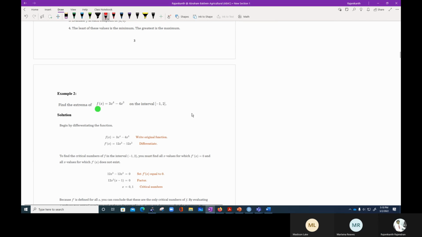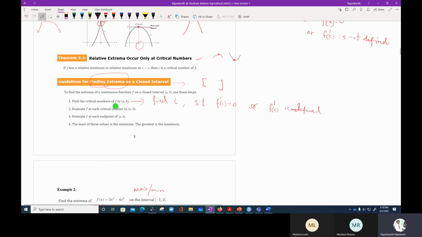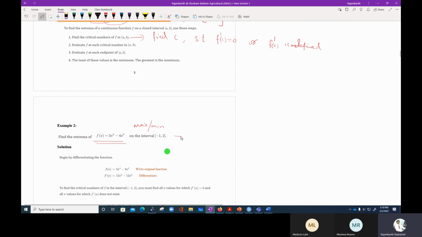Look at this example. You are given a function, on the closed interval -1 to 2. Find the extrema of this function. Extrema means they are asking you to find the max or minimum value. Okay, what is the first step? Look at this. First, you need to find the critical values, right? To find the critical values, first of all, you have to find the derivative of the function. So the derivative of the function is 3 times the derivative of x to the power 4, which is 4x cubed using the exponent rule we learned. Then subtract 4 times the derivative of x cubed, which is 3x squared, right?